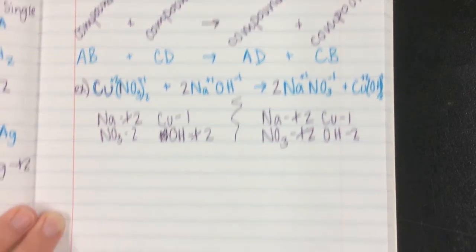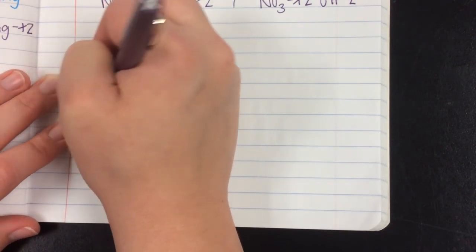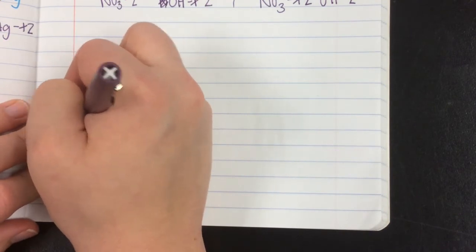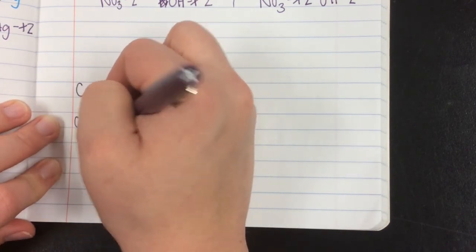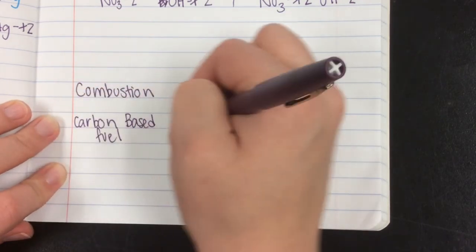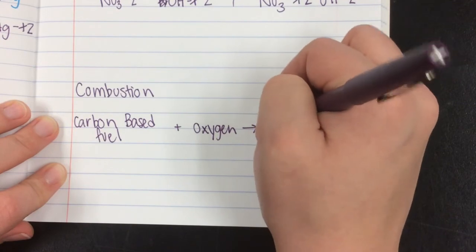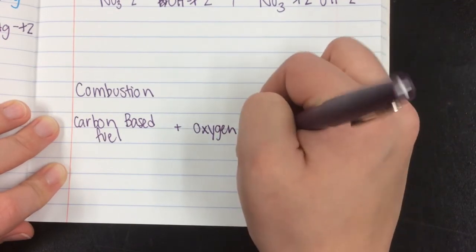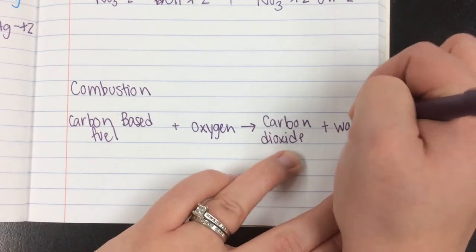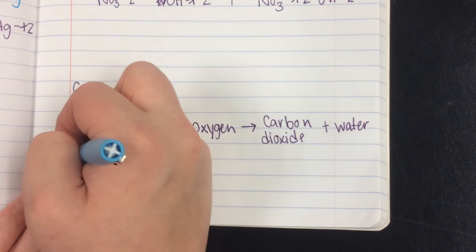Our final type of chemical reaction that we're going to talk about is a combustion reaction. Now we think of something exploding or some sort of fire happening with combustion, and this is true. For combustion, we have a carbon-based fuel, so something with carbon, hydrogen, and oxygen, plus oxygen to burn in, which makes carbon dioxide and water. The products of this never change. You will always have oxygen as a reactant and carbon dioxide and water as a product.